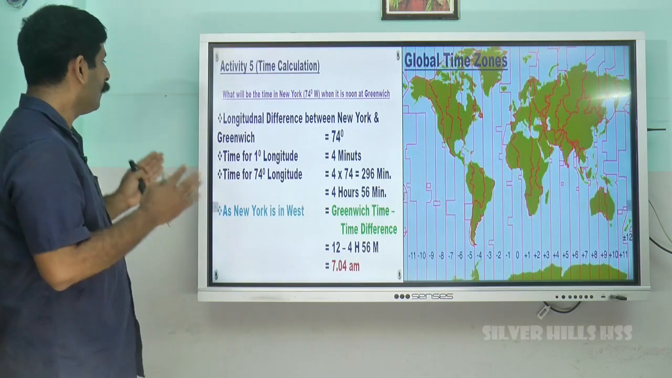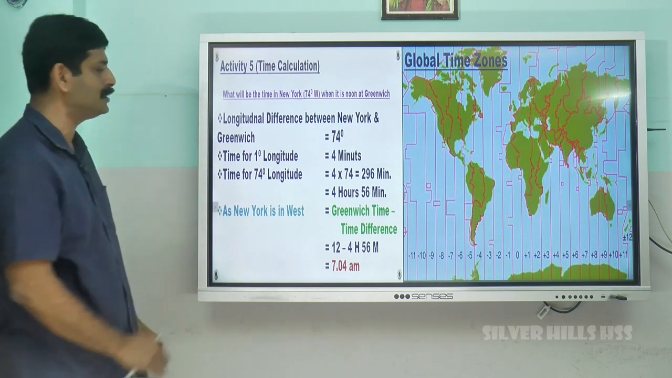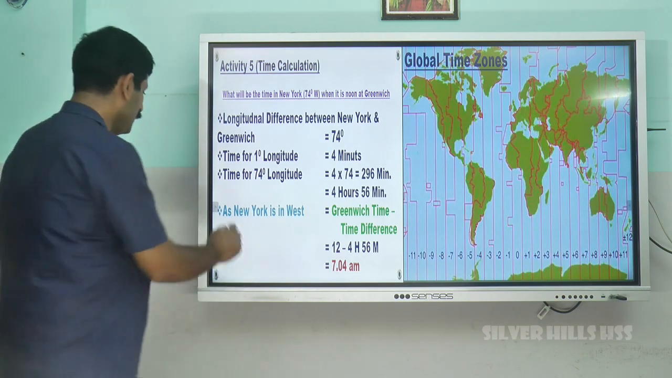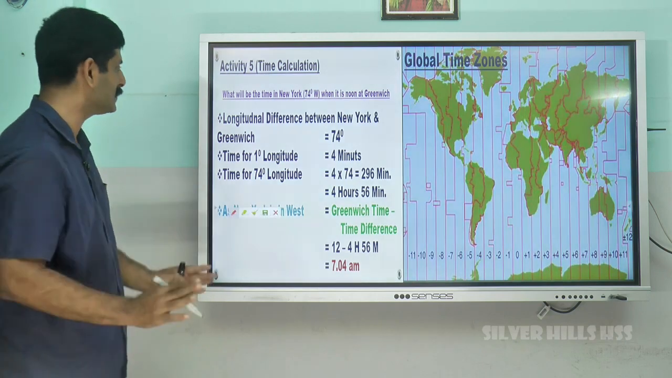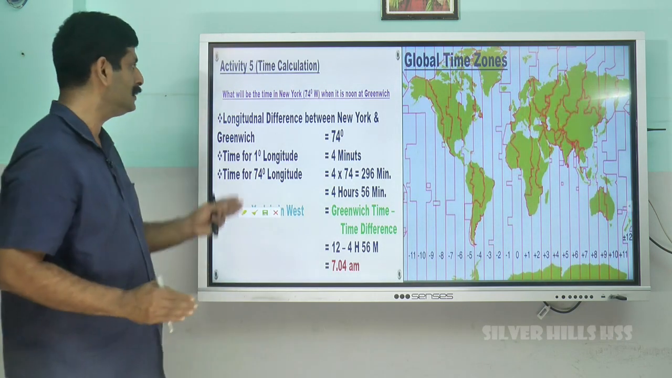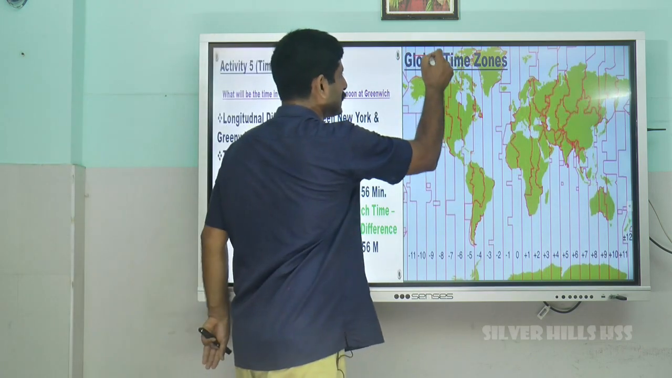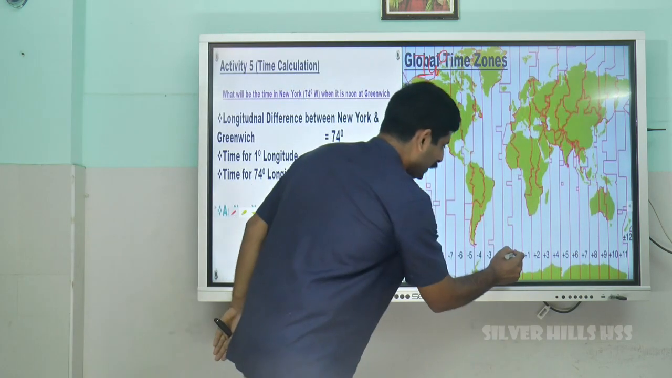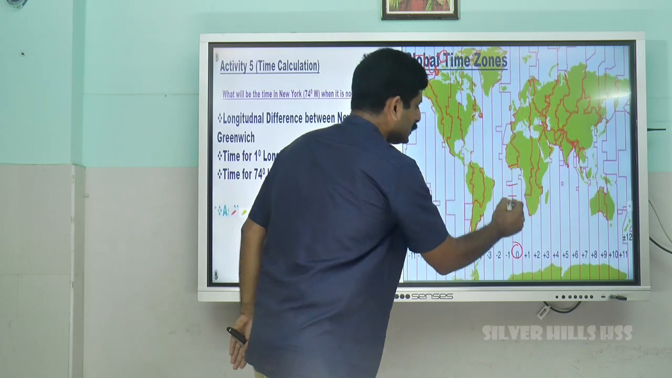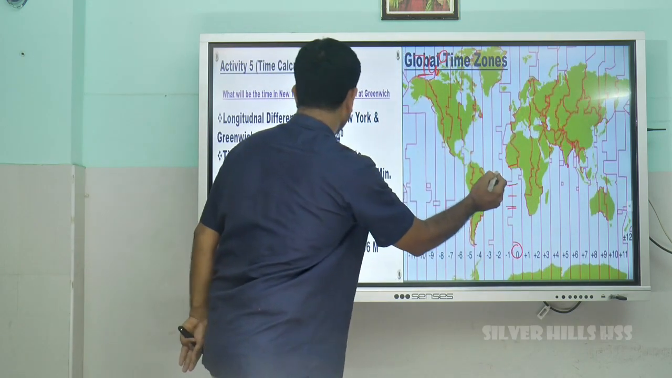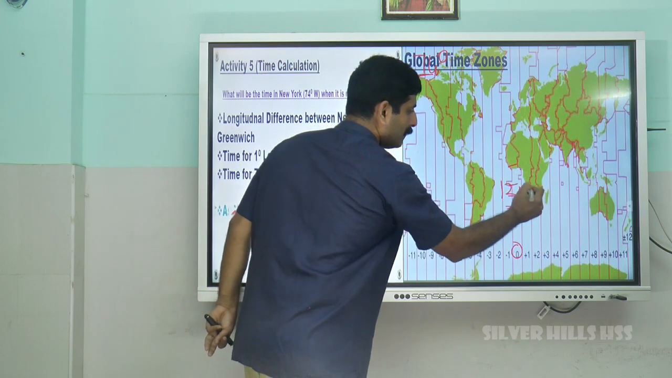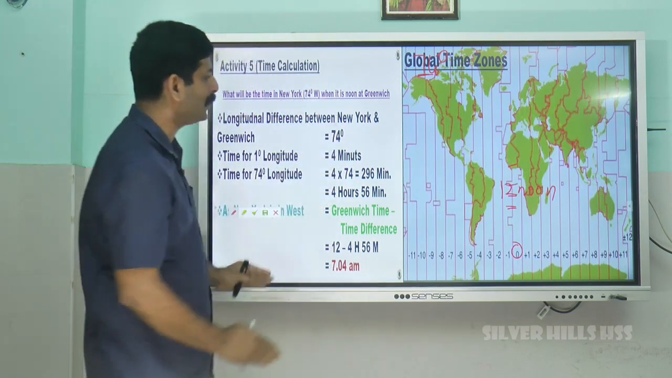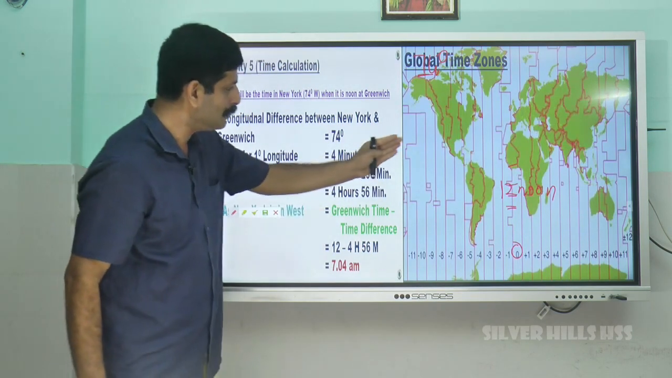Here it is. What will be the time in New York, 74 degree west, when it is noon at Greenwich time? I will give an explanation here. For example, here it is the 74 degree line. This line will be 0 degree, and it is around 12 noon. What will be the time at 74 degree when the Greenwich time is 12 noon?